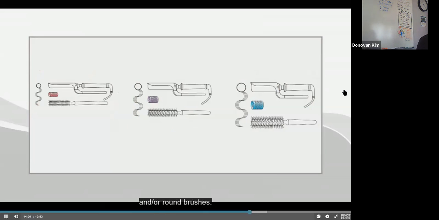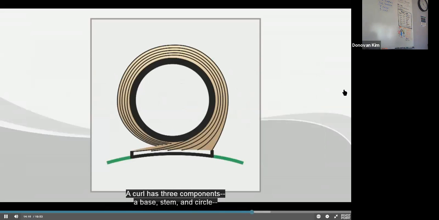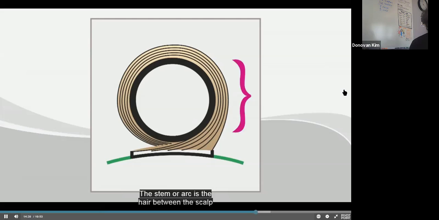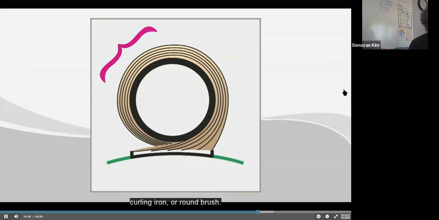The size of the curl will be determined by the diameter of the tool or the diameter of a pin curl. A curl has three components, a base, stem, and circle, which are the same regardless of the tool chosen or type of pin curl. The base is the area between partings within a shape. The stem or arc is the hair between the scalp and the first turn of the hair around the roller, curling iron, or round brush.